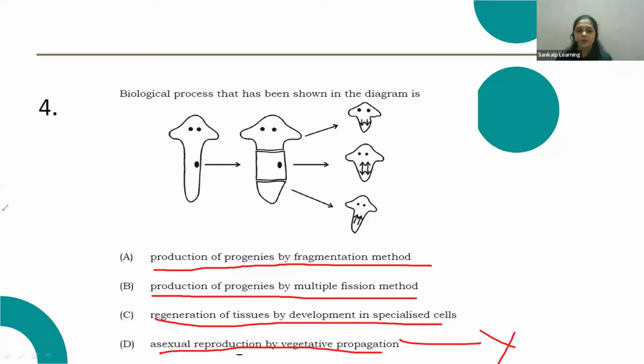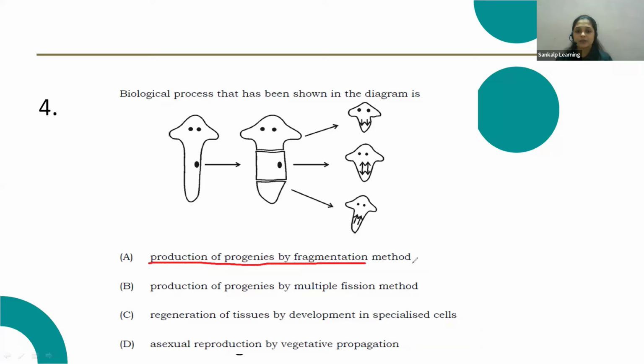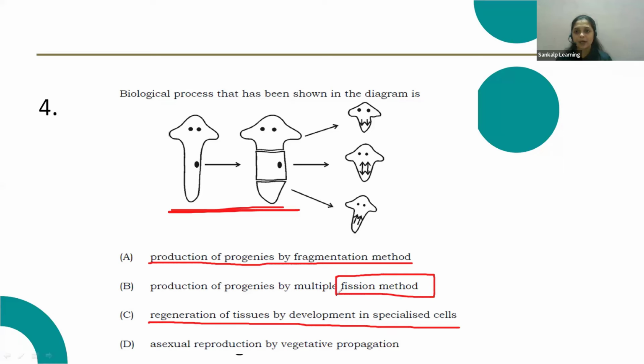And see the first option, production of the progenies by fragmentation method. It is not a fragmentation, right? So this is the planaria. Just observe the diagram. This is the planaria, and planaria reproduce through the regeneration of tissues by the development in the specialized cells. So that is the correct answer. Fission we can observe in the amoeba. So option C is the correct answer.